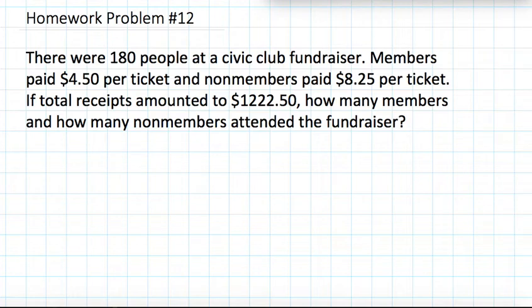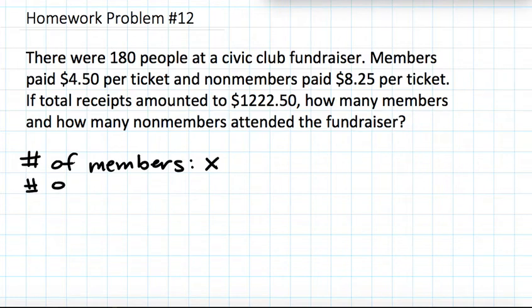So we have two variables here, and our first step is going to be to identify each. We have the number of members that attended. I'm going to have that be X, and the number of non-members that attended I'm going to have be Y. You could do it the other way around. It doesn't really matter.